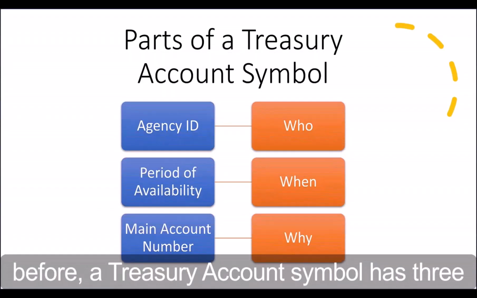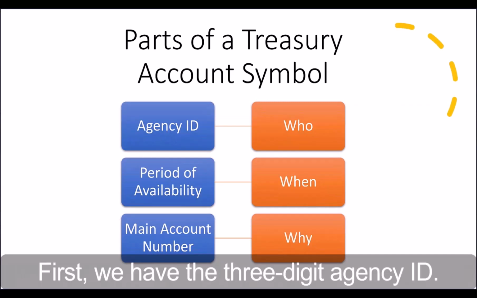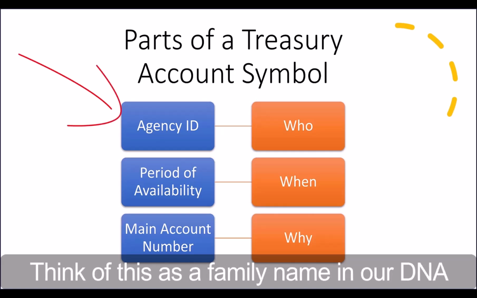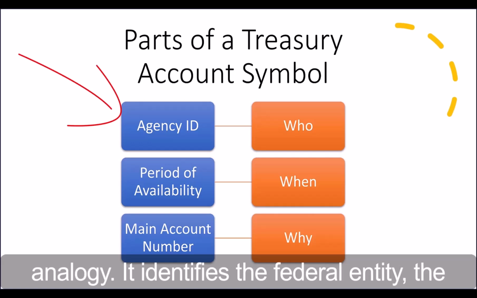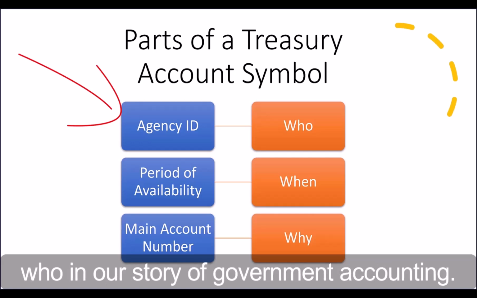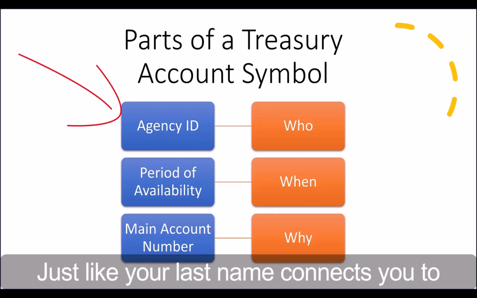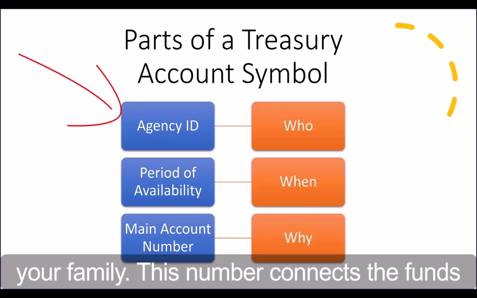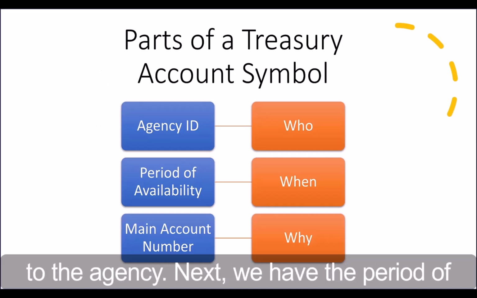As mentioned before, a Treasury account symbol has 3 parts. First, we have the 3-digit agency ID. Think of this as a family name in our DNA analogy. It identifies the federal entity, the who, in our story of government accounting. Just like your last name connects you to your family, this number connects the funds to the agency.